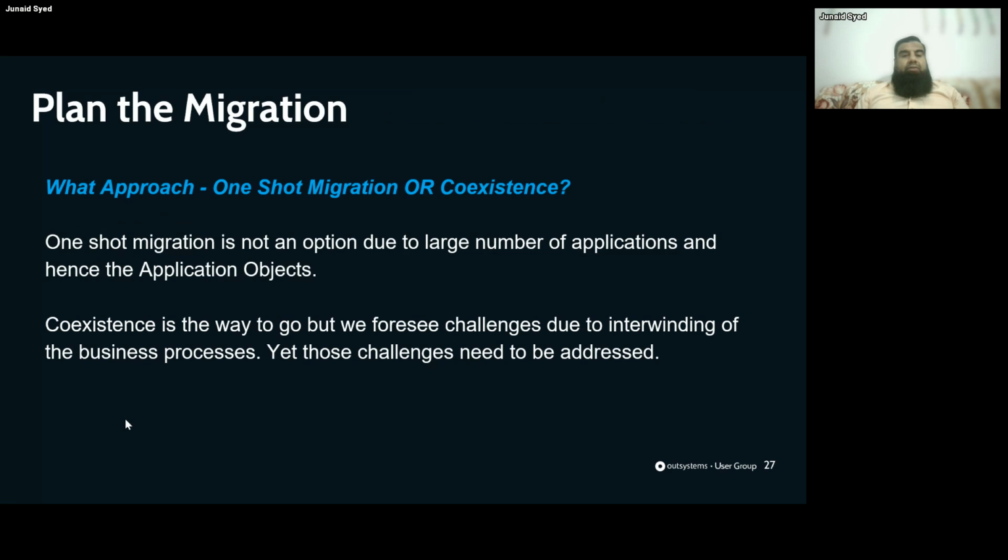Then, I already mentioned which approach to take: one shot or coexistence. Because the customer portfolio is huge and they have a lot of applications, obviously we went ahead with the coexistence approach.